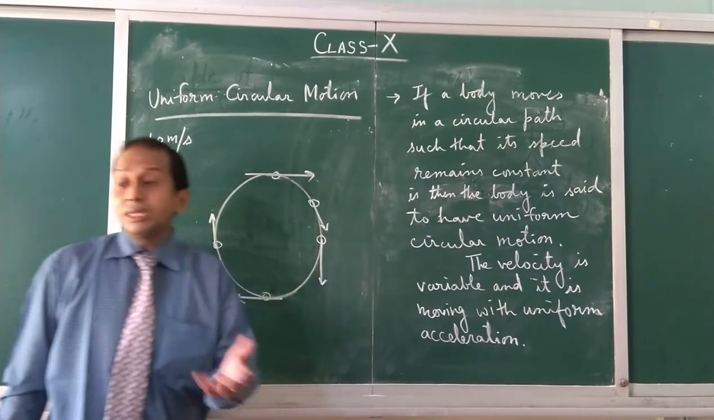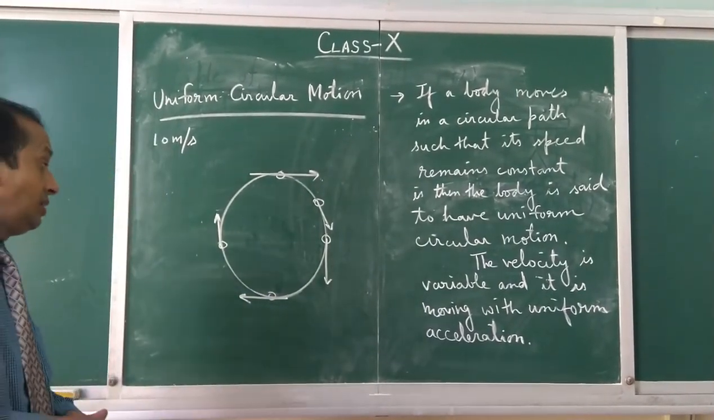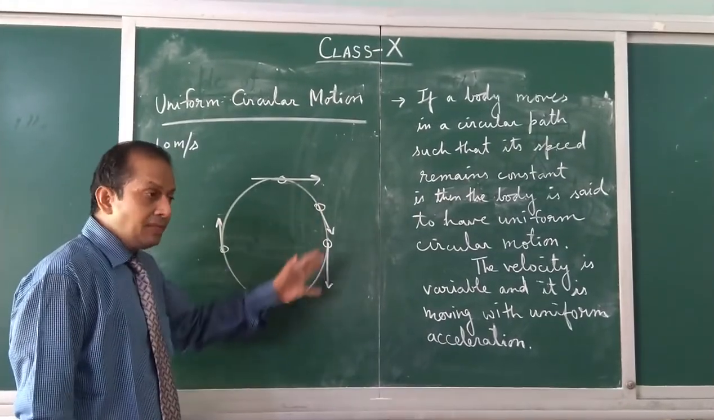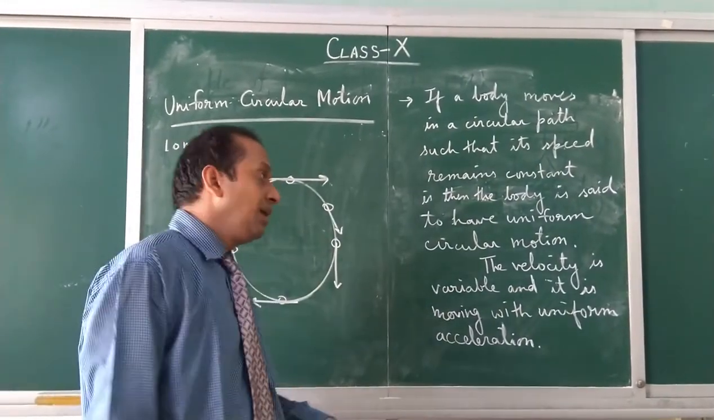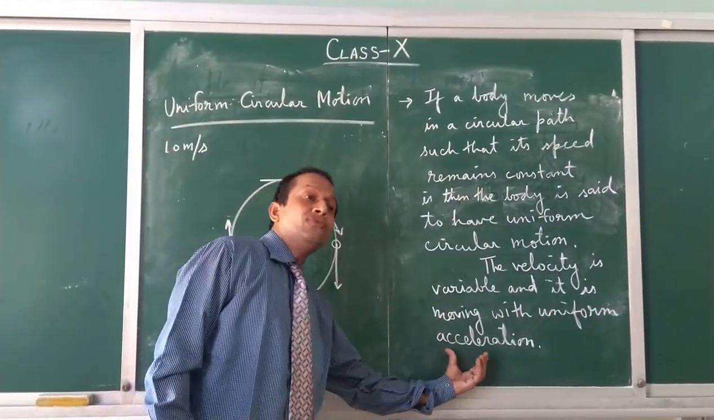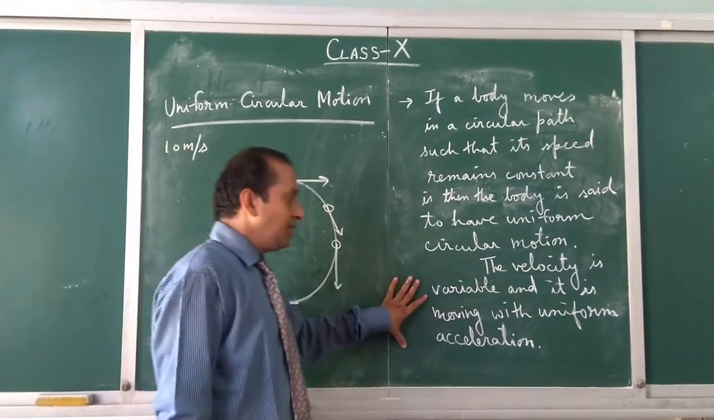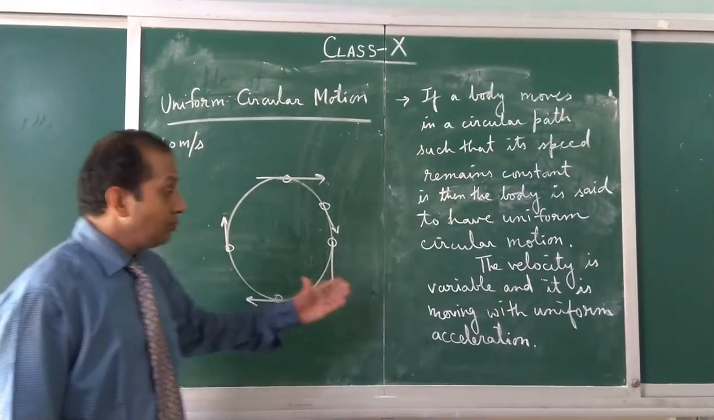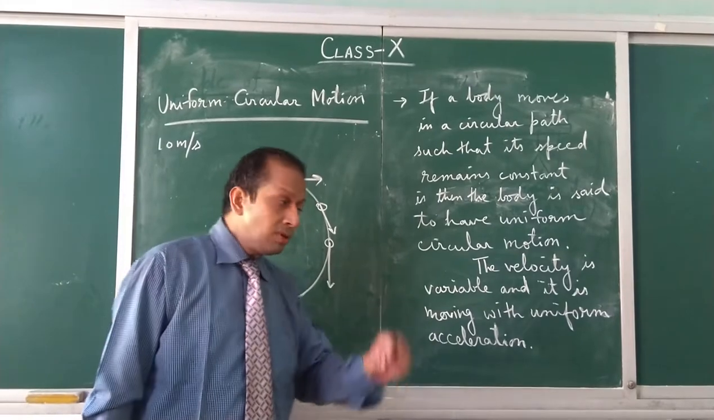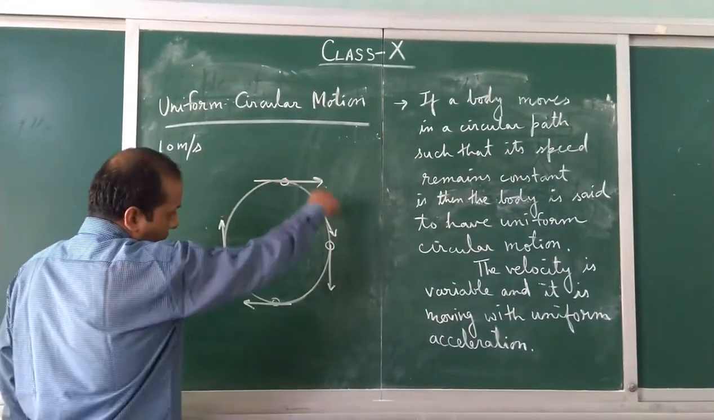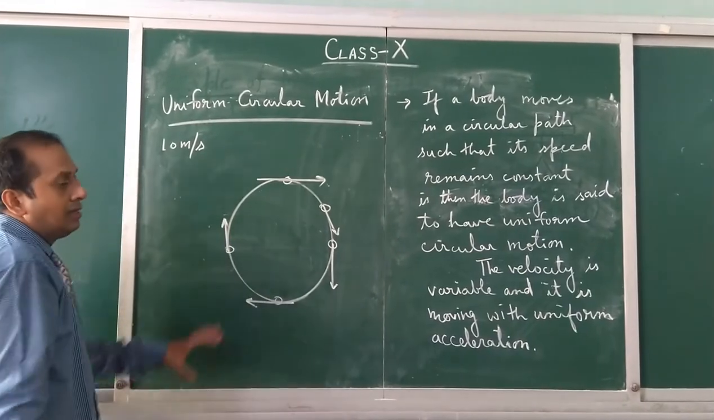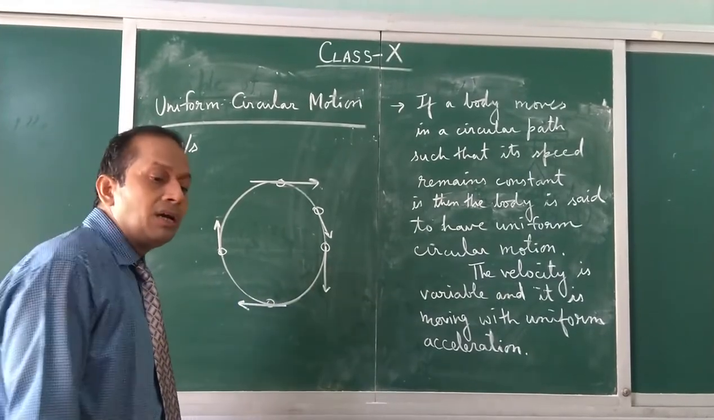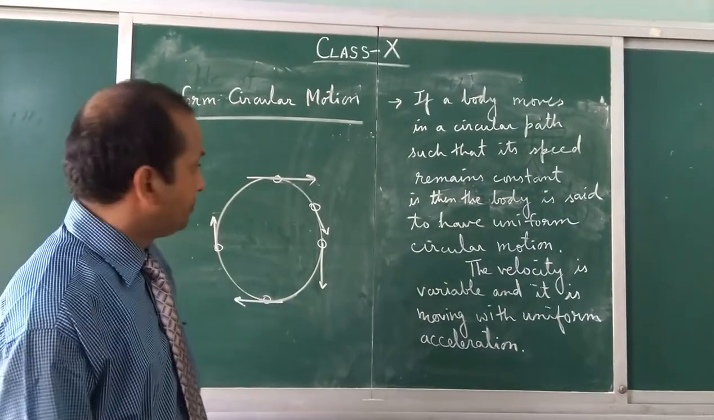Sometimes it is asked how you can say that it is moving with uniform acceleration, because you will say that it changes its direction continuously. At every moment it changes its direction, and hence there is a uniform acceleration. It is moving with variable velocity, and it is applied with uniform acceleration. Uniform force also, see children, for uniform speed, constant force is also required, and therefore the acceleration is also uniform.